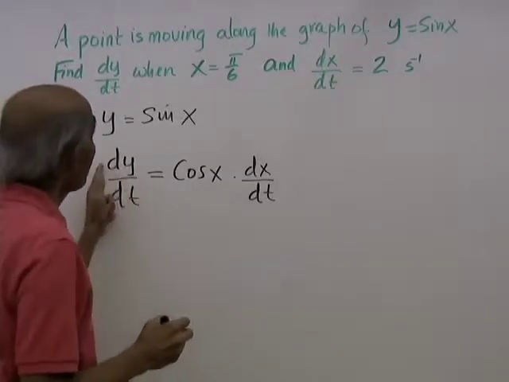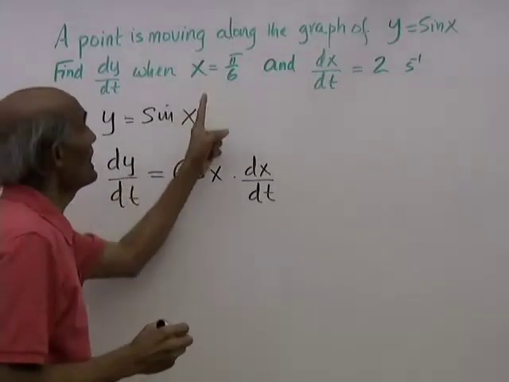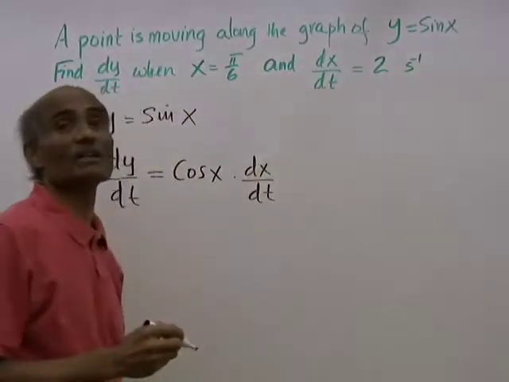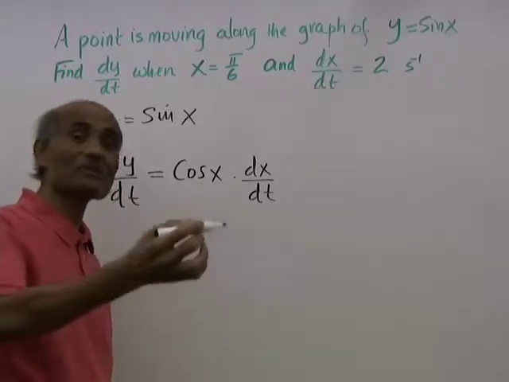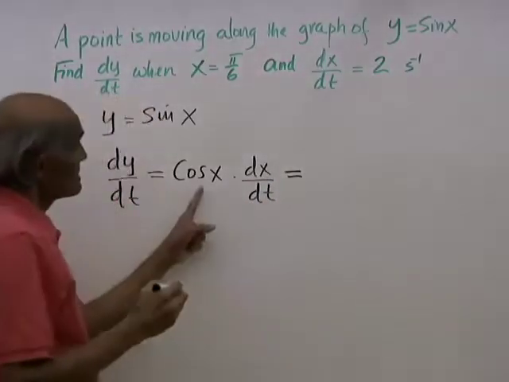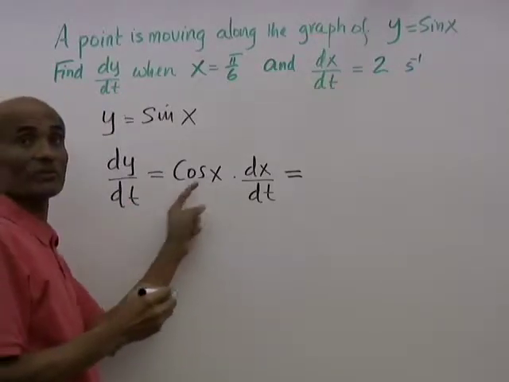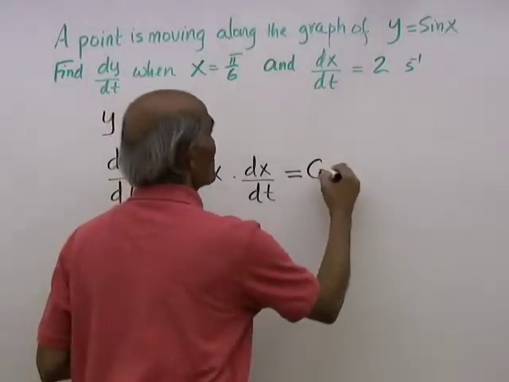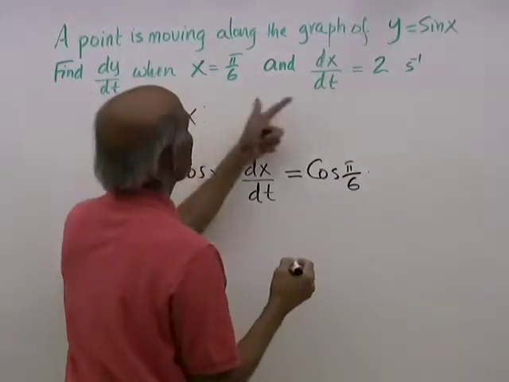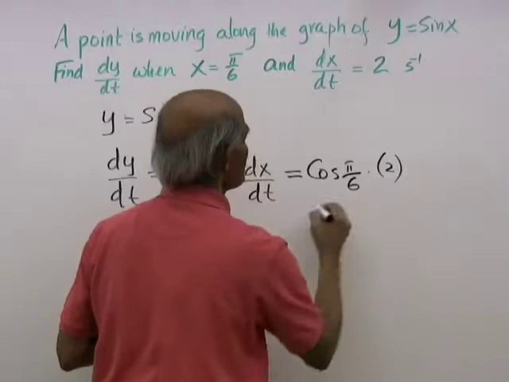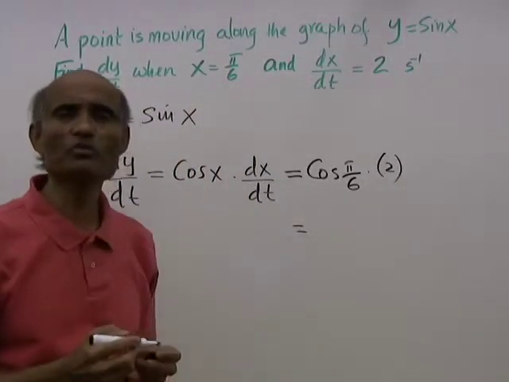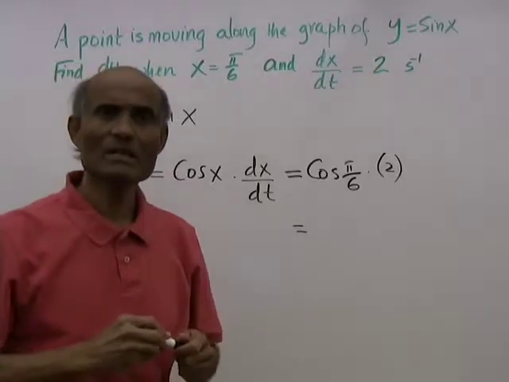Now, we need to find dy by dt when x equal to pi by 6 and dx by dt is 2 centimeter per second or radian per second. So substitute the given values. X equal to pi by 6. So that will be cos of pi by 6 times dx by dt is 2. What is the value of cos pi by 6?